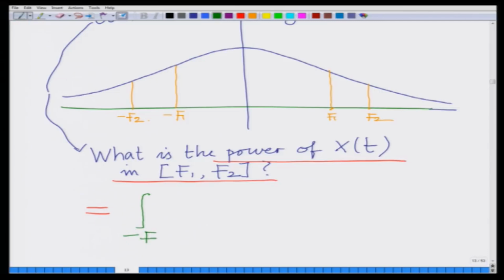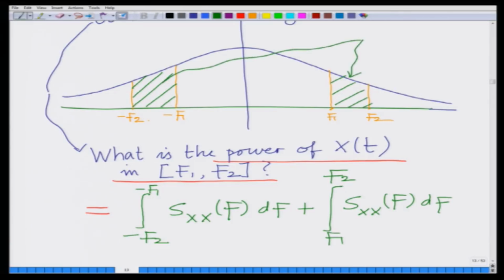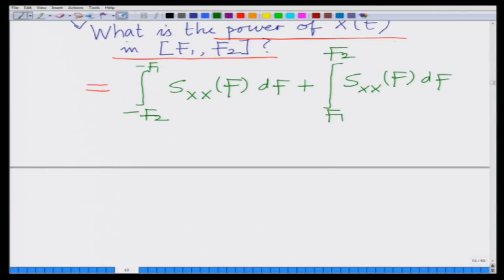This is equal to the integral from minus f2 to minus f1 of Sxx(f) df plus the integral from f1 to f2 of Sxx(f) df. In other words, it is the area under the power spectral density from minus f2 to minus f1 and f1 to f2. And as you know, Sxx(minus f) is Sxx(f), and therefore, this is equal to basically twice the integral from f1 to f2 of Sxx(f) df, and what is this?